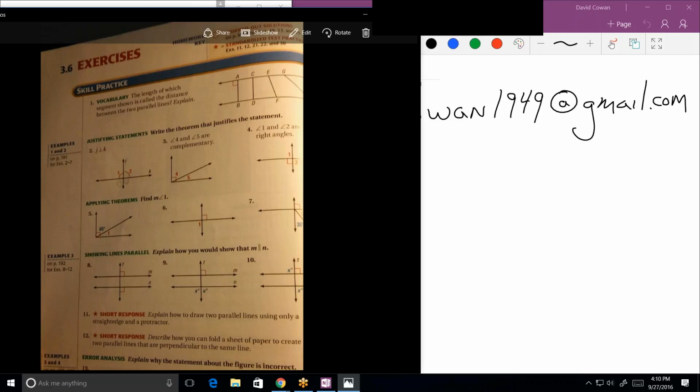Which segment shows the distance between those two parallel lines?